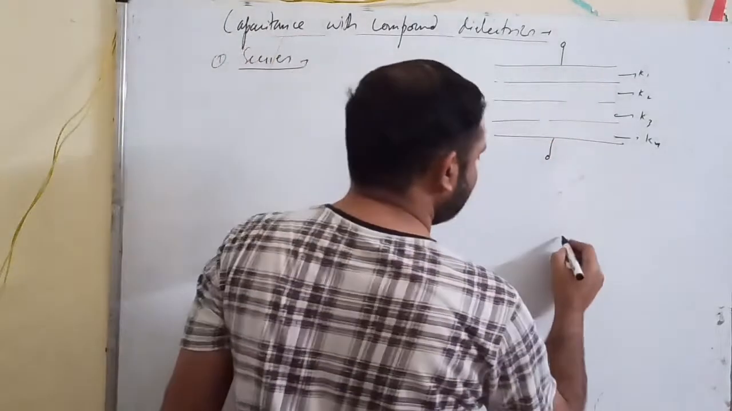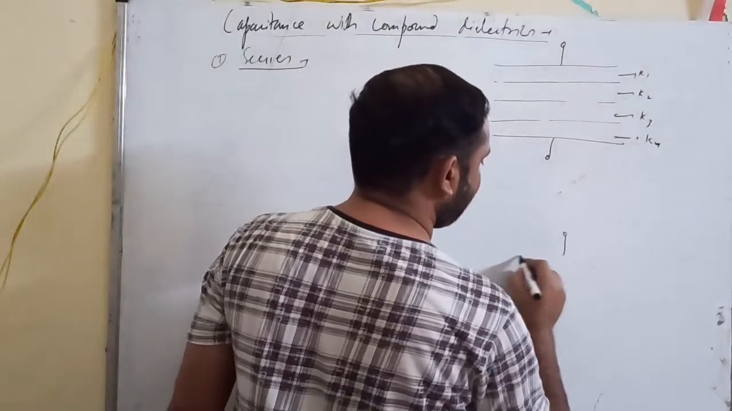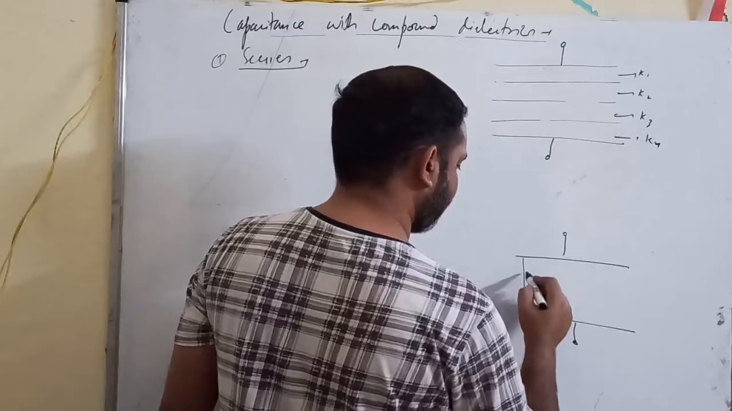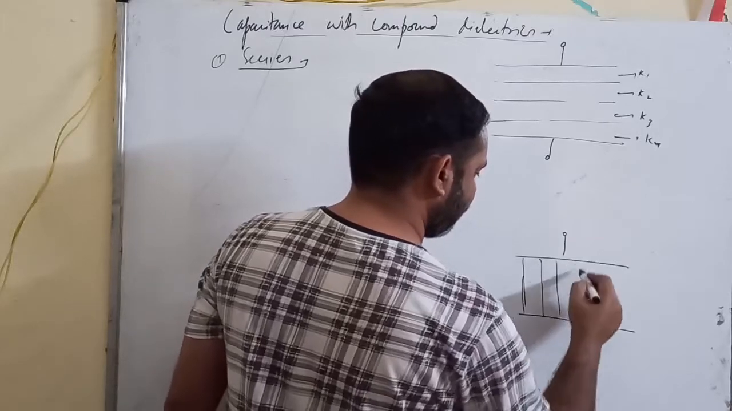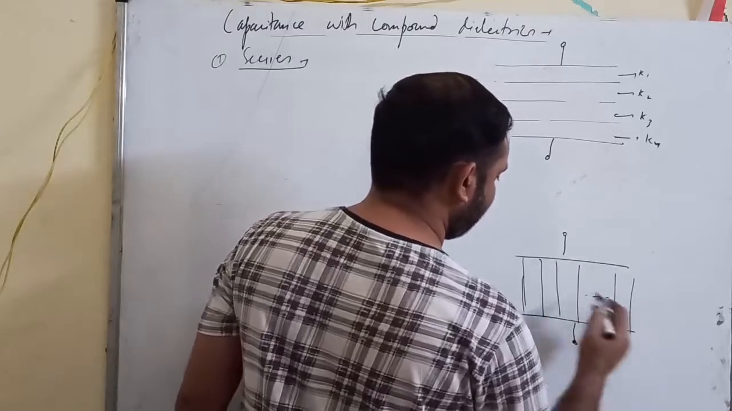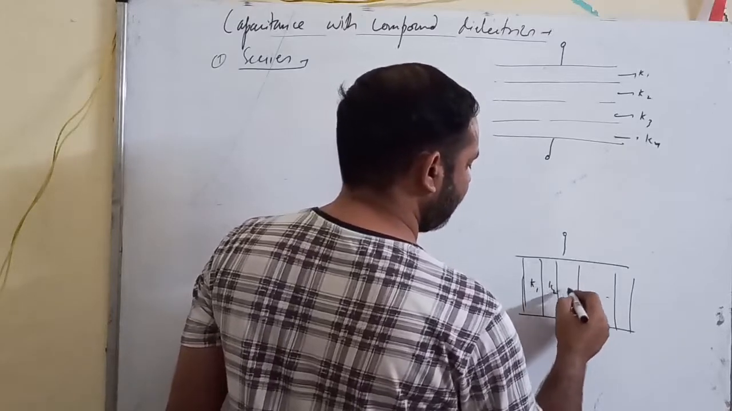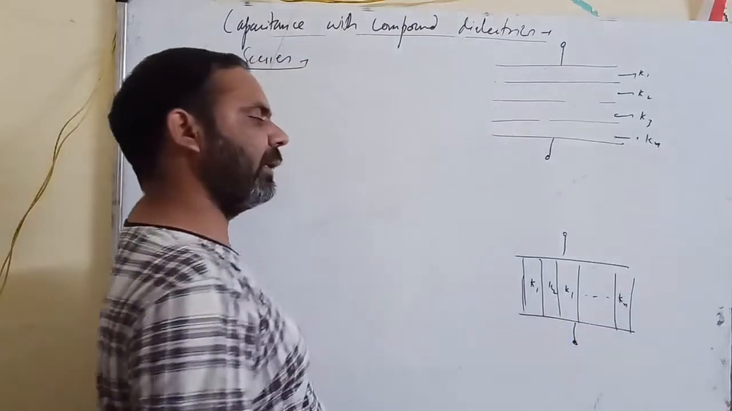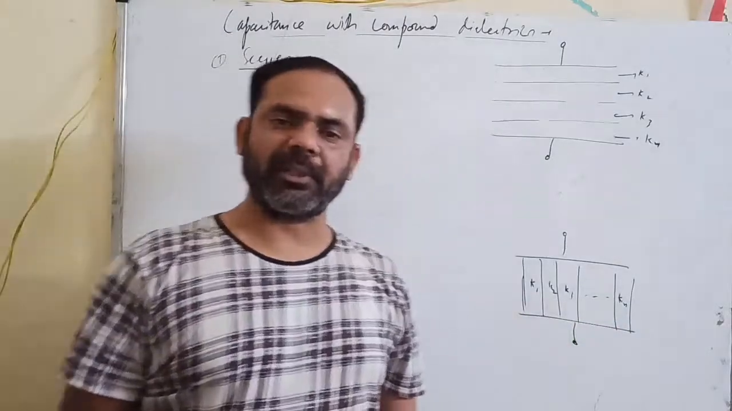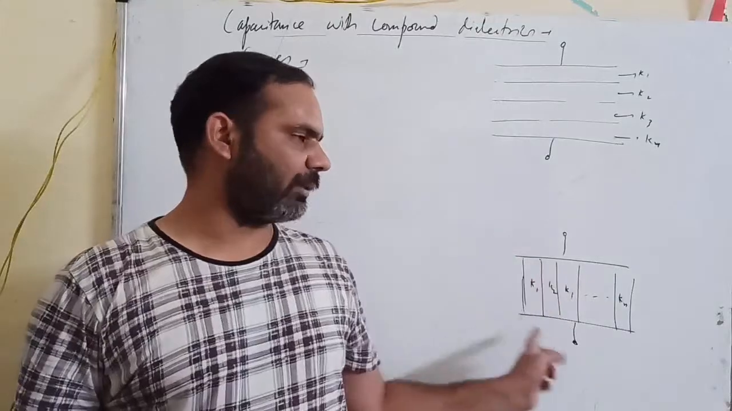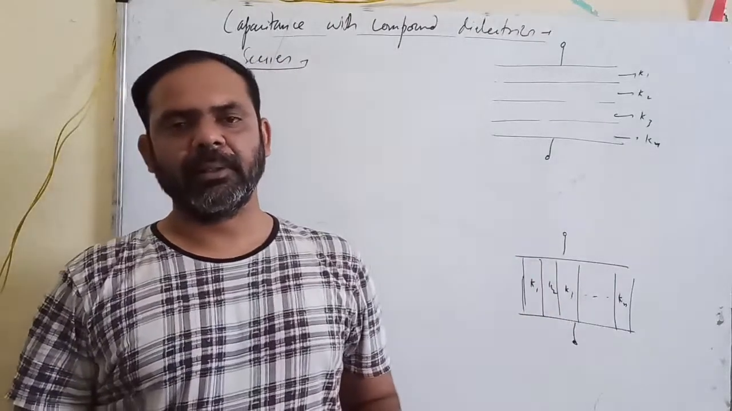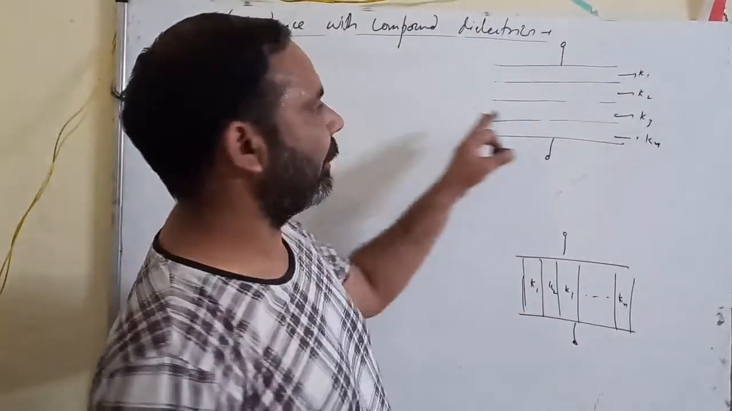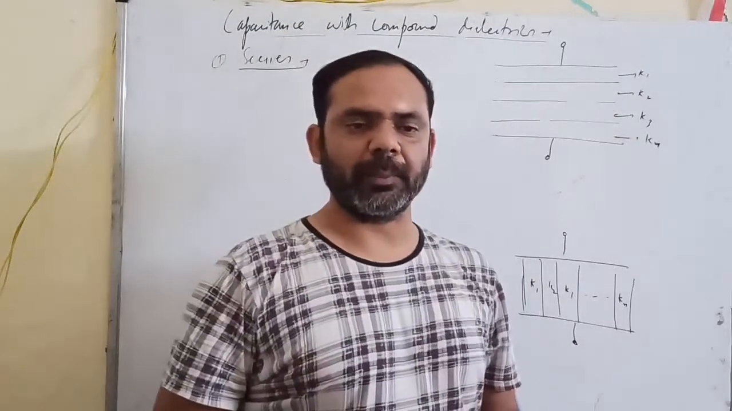If you have this way, where each and every dielectric slab is touching both the plates, then this type of arrangement will be called the parallel arrangement or parallel combination. So first of all, we will find out capacitance in case of a series arrangement.